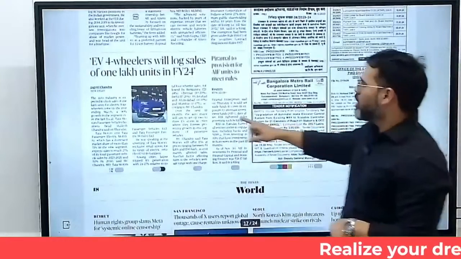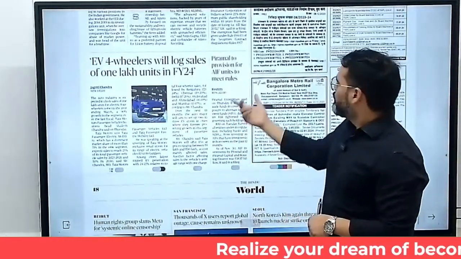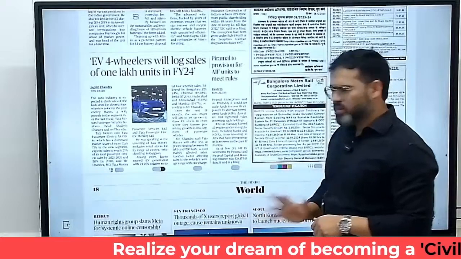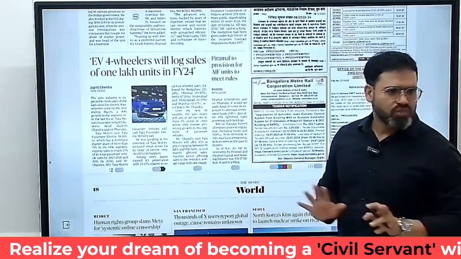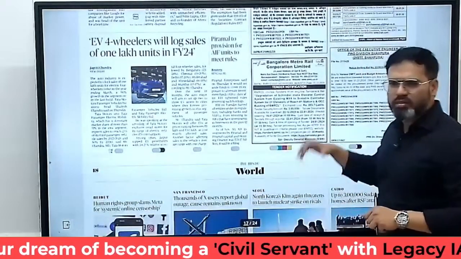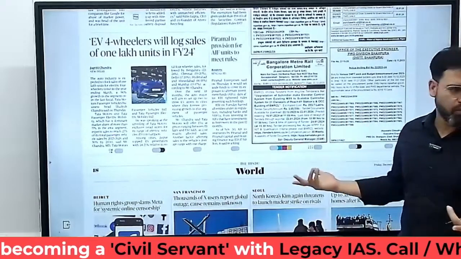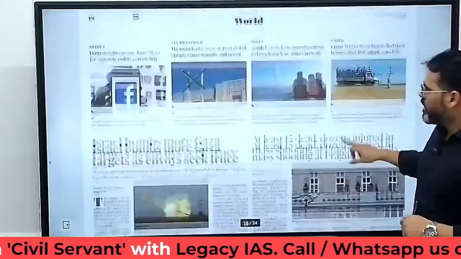EV four-wheelers will lock sales for 1 lakh units. Not important. Pyramid to provision for AI unit to meet. कुछ भी इतना important था, कुछ भी important ऐसा नहीं था. Because all what the companies के ऊपर है. Companies वाले उनको नहीं पढ़ना है. World में आ जाए. World में.